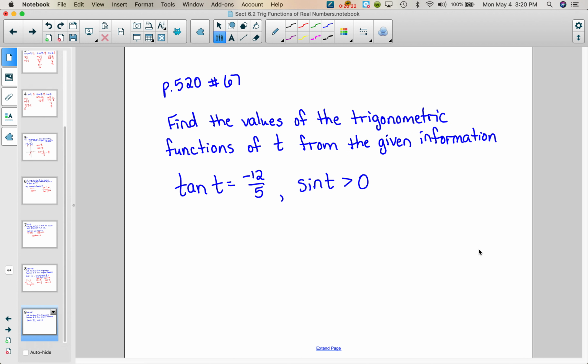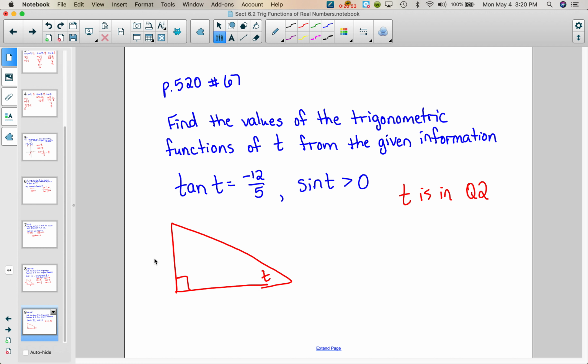And on this one, number 67, find the values of the trig functions of t from the given information. So now I'm told that sine is positive and tangent is negative. So if sine is positive and tangent is negative, that tells me that t is in quadrant 2. Can't be quadrant 1, where sine is also positive, because then tangent would have been positive as well. Once you've determined that, you just draw a generic triangle, my angle's t.